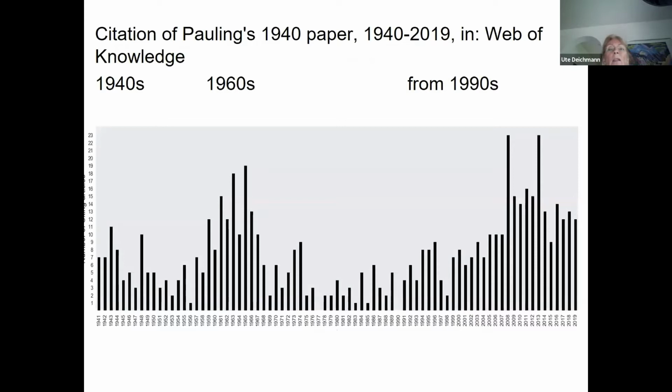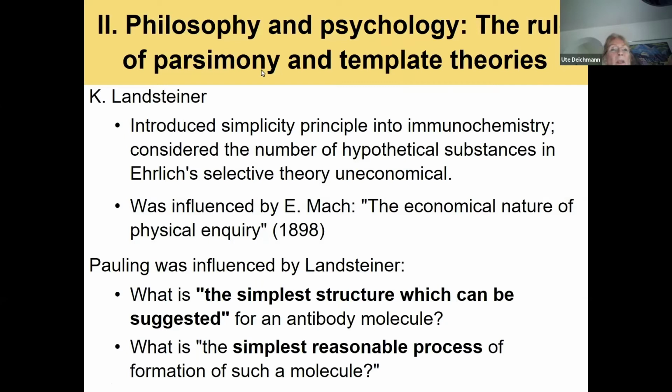This is just to show you that Pauling's paper, mainly the one of 1940, but also the one on the production of antibodies, has been cited until today, and most strongly from the 1990s. I checked many of the papers, and most of them did not criticize Pauling, but praised him as a pioneer of a new chemical technology, namely molecular imprinting. But I'm not talking now about the reception of his paper, that would be a different topic.